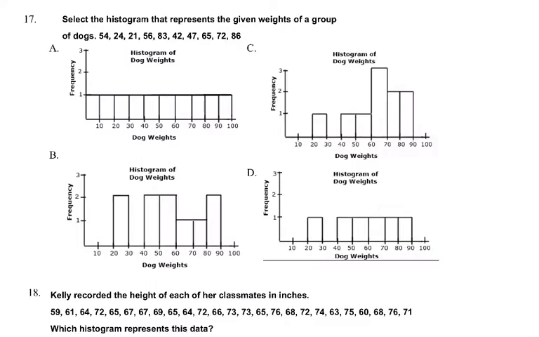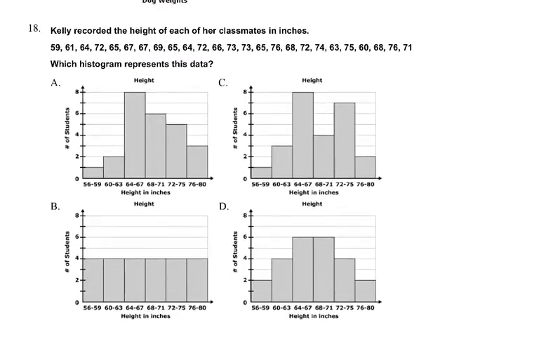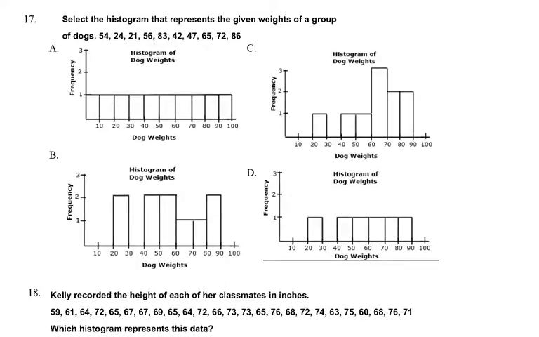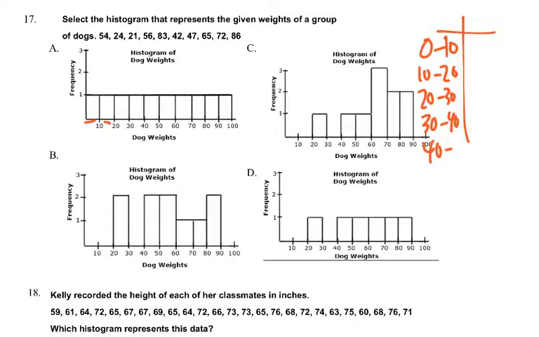Alright, trucking right along. Now we can do a histogram. There's two ways that we can do a histogram. We could do one by hand, one by calculator. Let's do the first one by hand. The thing with histograms is we need to make a frequency chart. So notice here they did from 0 to 10, 10 to 20, 20 to 30, 30 to 40, 40 to 50, 50 to 60, 60 to 70, 70 to 80, 80 to 90, and 90 to 100.